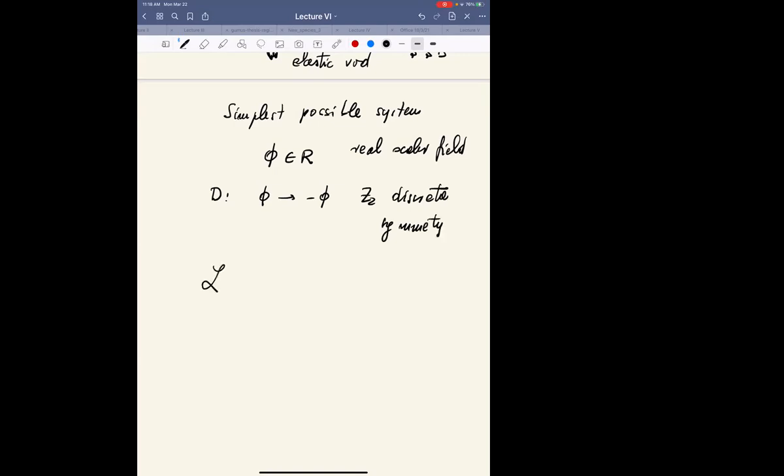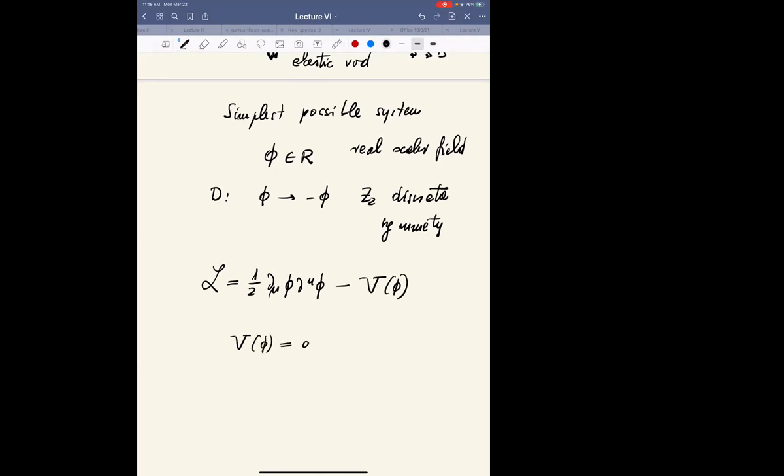And then I write the most general Lagrangian, which is very easy. It's the kinetic energy, obviously, minus the potential. Kinetic energy is manifestly invariant. If I want the potential to be invariant, I expand the potential.